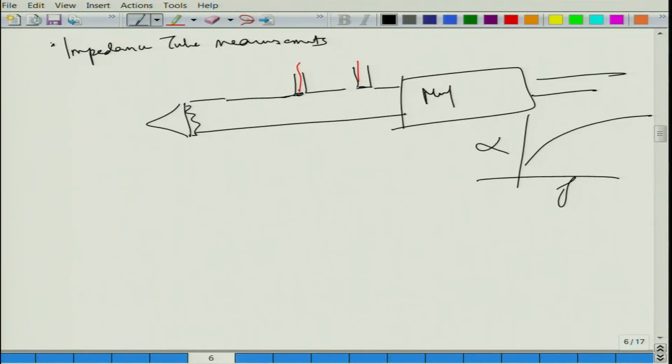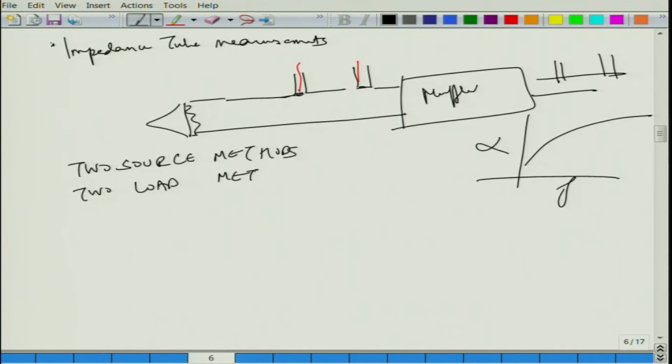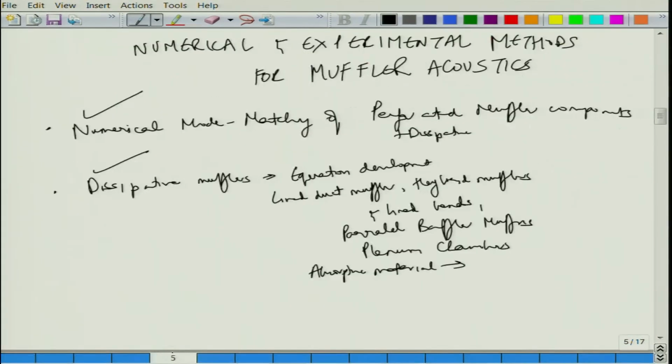muffler 1, muffler proper, and 2 microphones here. So, two source method using 4 microphones, that is reverse the direction of the source and get equations, or 2 load methods using transfer functions and comparison of different methods and so on. So, the detailed analysis of such a thing has not quite been covered in this course. So, numerical and experimental methods for such muffler configuration is something that has not quite been covered.